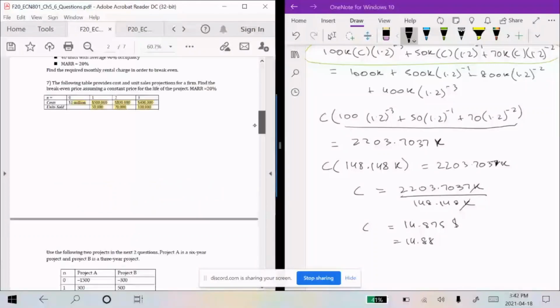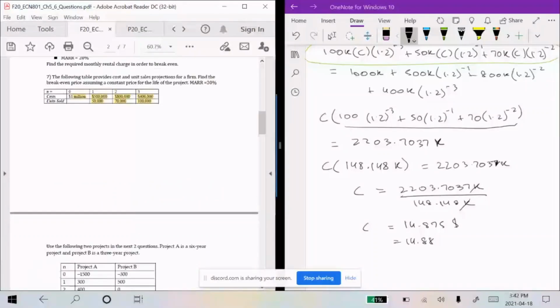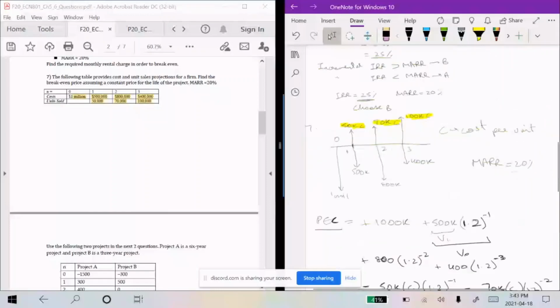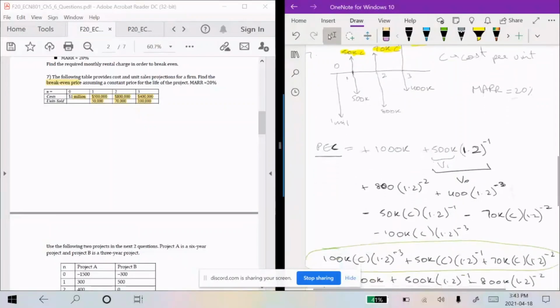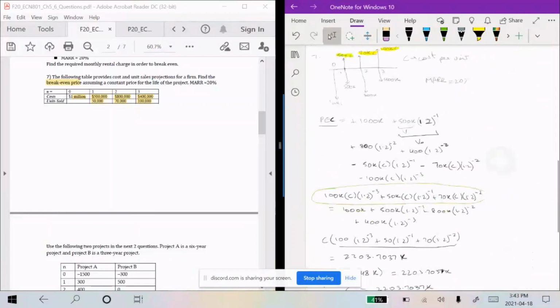That's how we solve for this one. Just go through this again. What they give us is the initial cost in the 0th period, and then the cost in each of the 3 periods. Then they gave us the units sold in each of the 3 periods instead of giving us the revenues. And then they asked us to find the cost per unit, or the break-even price is what they said, but that's basically the cost per unit. So does anyone have any doubts on this one?